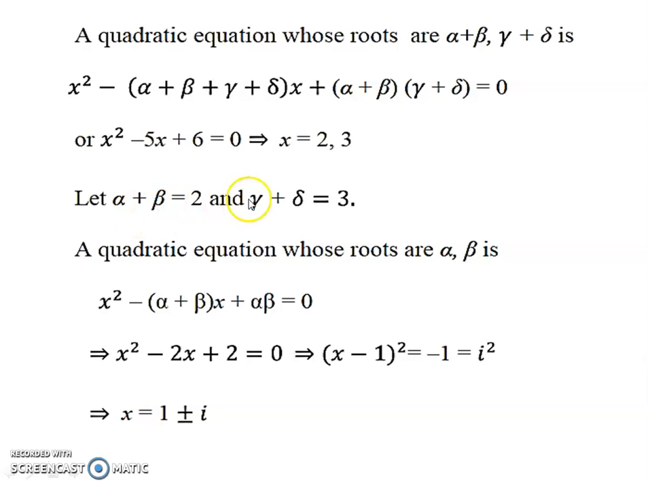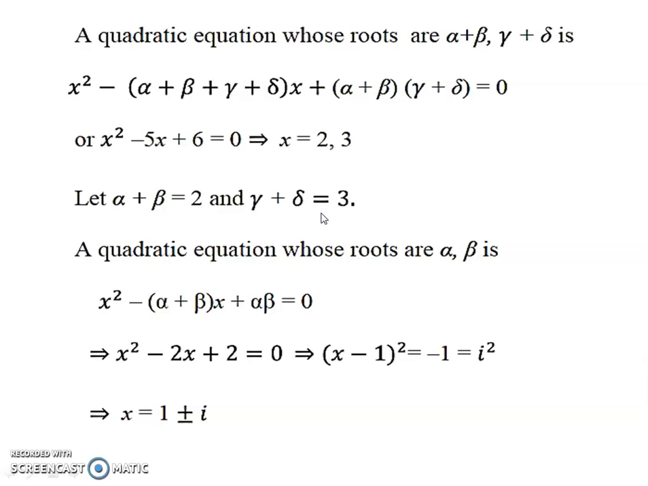Next, two of the sums of roots are given to us. So alpha plus beta, I can take any of the two values. I have taken it as 2. Gamma plus delta is now 3. So the quadratic equation whose roots are alpha and beta: the sum of roots is 2, and the product we have already calculated as 2. So from this quadratic equation, I can get the value of x as 1 plus minus iota.